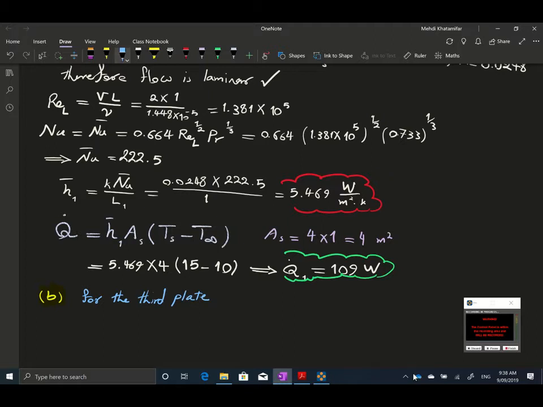Okay, let's see what we need to do. So this is my first plate, second plate, and third plate here. Again, because it asks us to find for third plate, which is this one, you need to have average. You need to find average convective coefficient H. But for which one? Just for number 3, not for number 1 or 2. But we have a problem here.